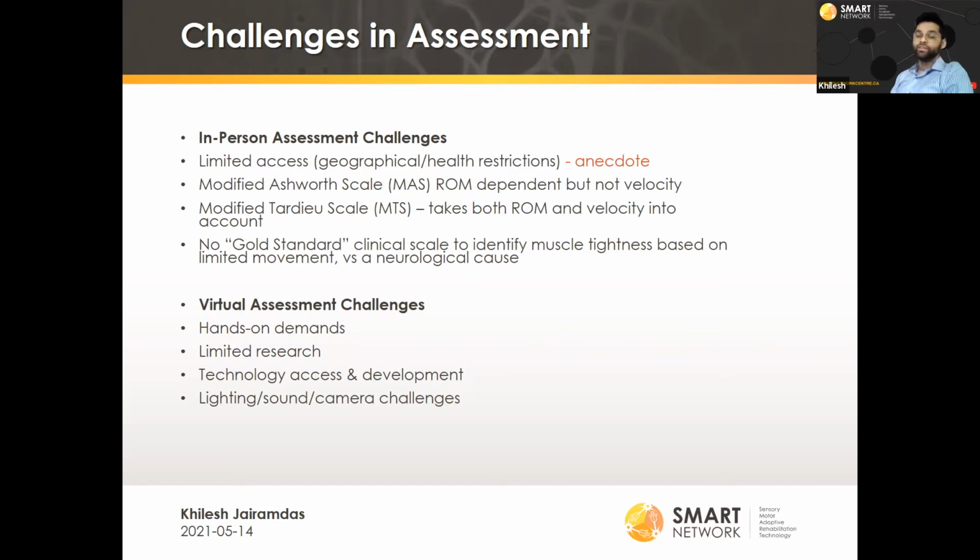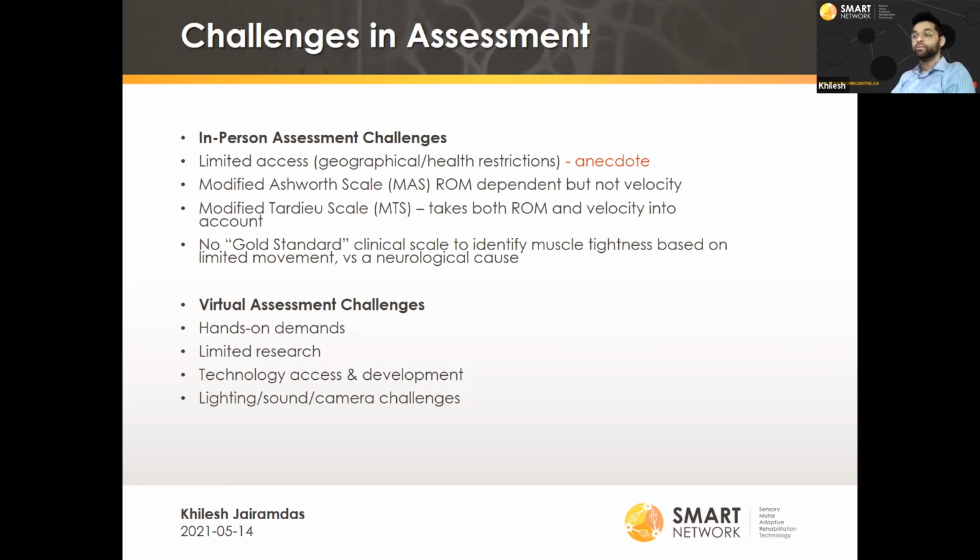As for diagnosis, there are 2 scales that are currently used. One is called the modified Ashworth scale. In the definition, we saw that spasticity is velocity dependent. The Ashworth scale only takes into account the range of motion, but not velocity. The modified Tardieu scale takes both range of motion and velocity into account.